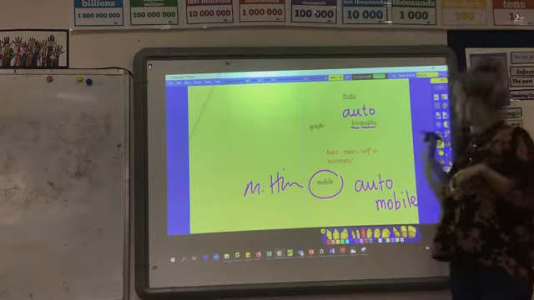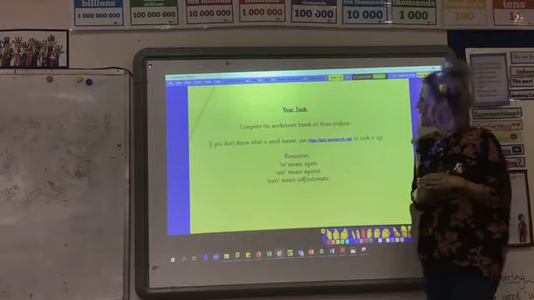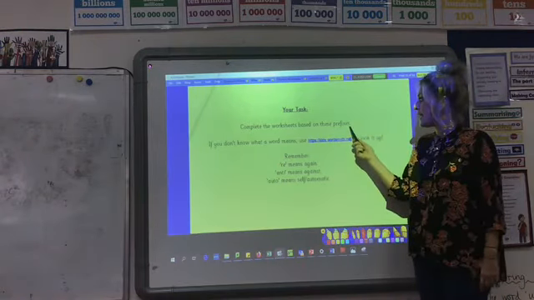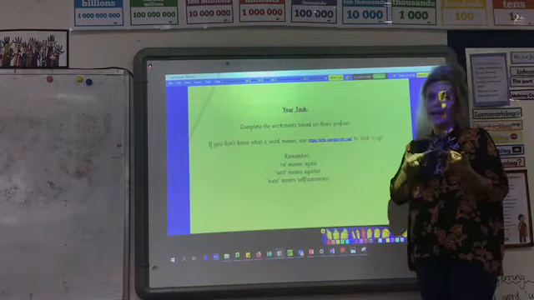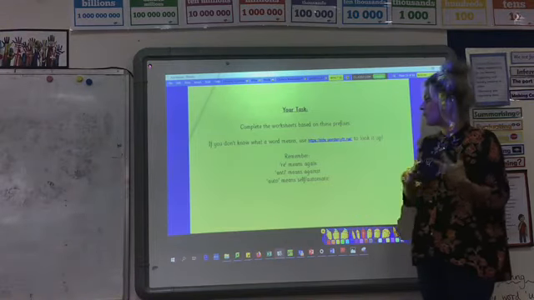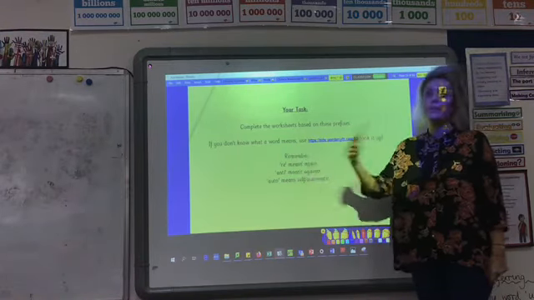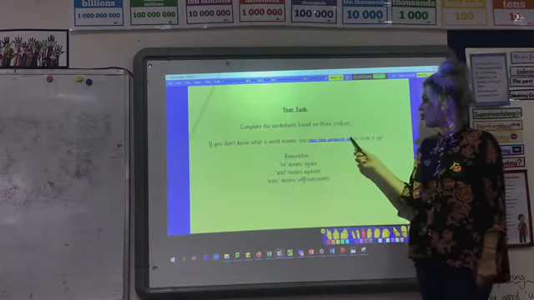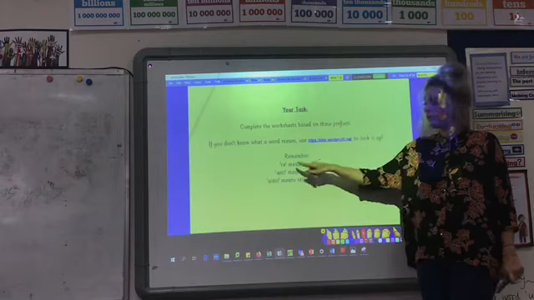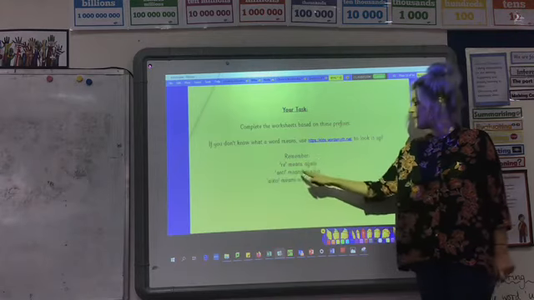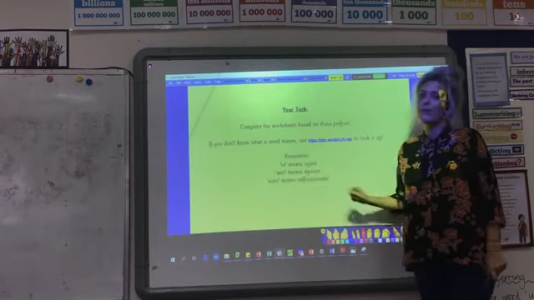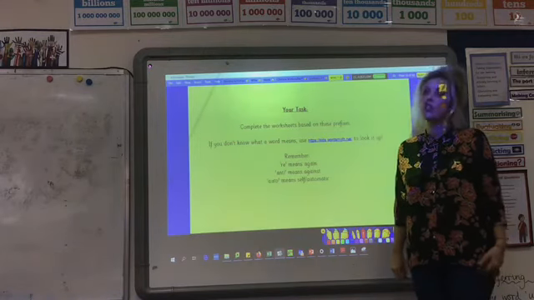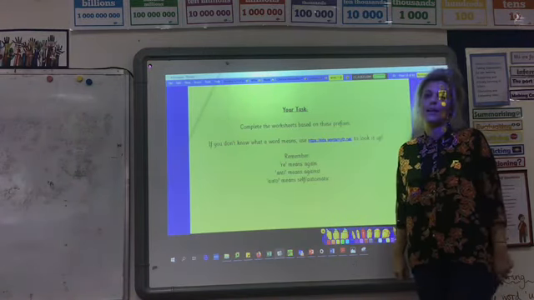Now, your job today is to complete the worksheets based on the prefixes re, against and auto. If you don't know what a word means, just like we did, use the kidswordsmith.net dictionary. Remember, re means again, anti means against, and auto means self and automatic. Your teachers have also uploaded a challenge for you to do, so please have a look at the challenge.